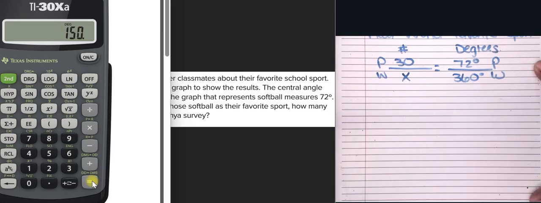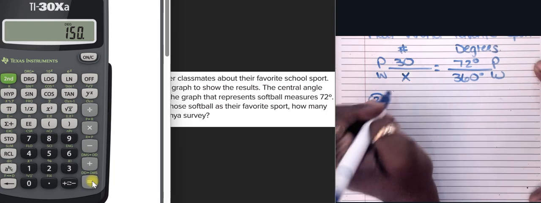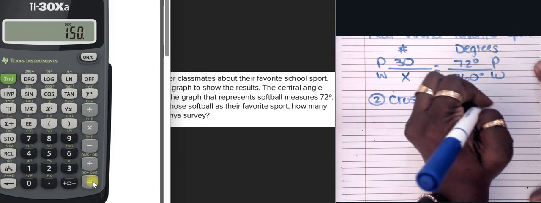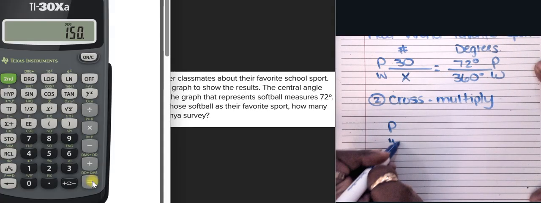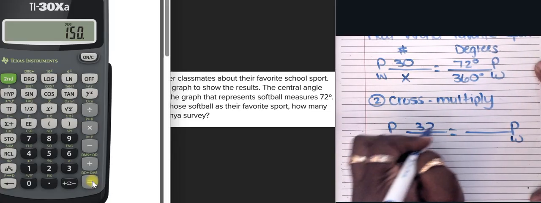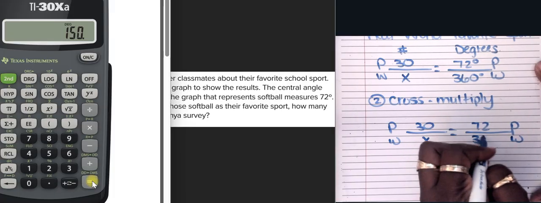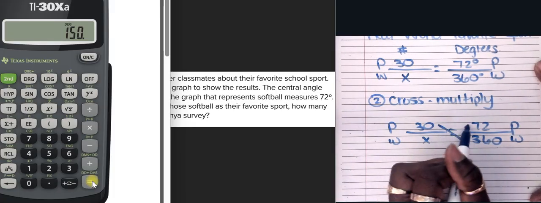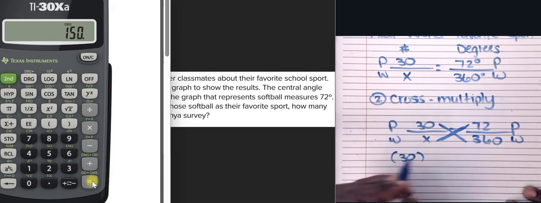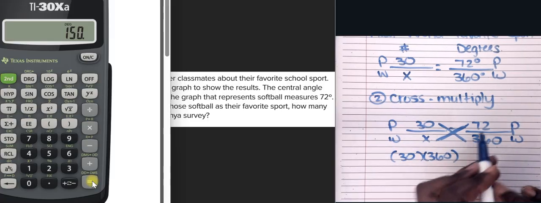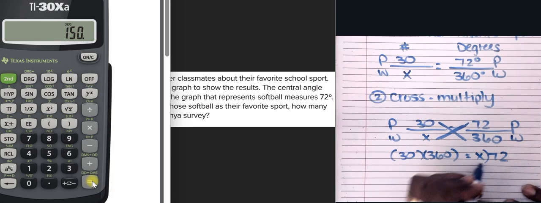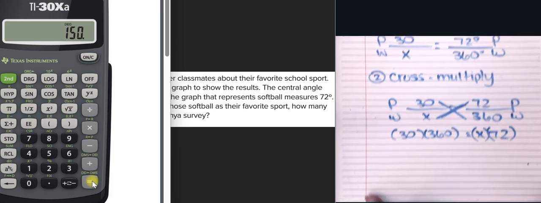If you like the cross multiplication method, under the cross multiply method, what you're going to do is set it up as a part to whole comparison. We have our 30, our X, our 72, our 360. Under cross multiply, remember you're going to multiply the diagonals. So on one side, we have 30 times 360. On the opposite side, you have X times 72, or 72 times X. So that's what it looks like.